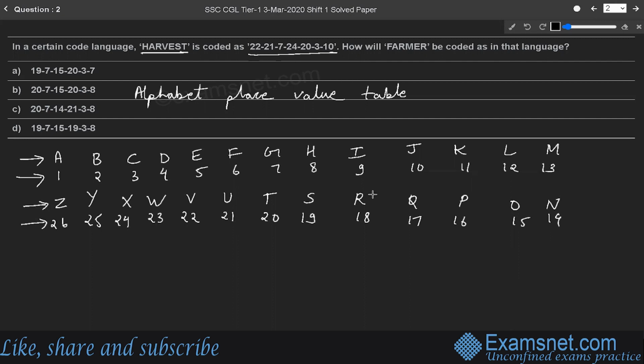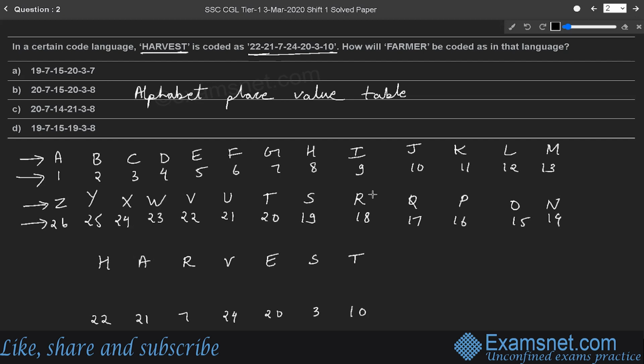Okay. So first let us write the word that is given here, harvest. So H, A, R, V, E, S, T. It is coded as this number. So let us write the number also. 22, 21, 7, 24, 23, and 10.